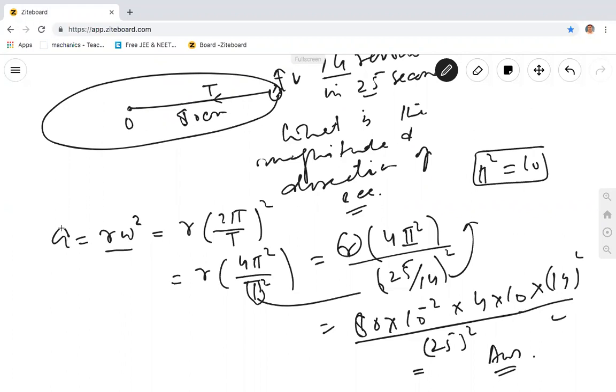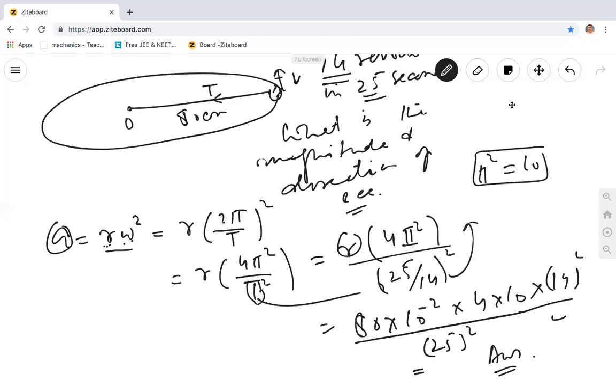Let me repeat. Acceleration is r omega square. R is given to be 80 and omega is 2 pi by T, as you know the formula, and square of it is 4 pi square by T square. It is r into 4 pi square, with 25 by 14 because it makes 14 revolutions in 25 seconds. You need to find the time period for one revolution, that is 25 by 14, square of it, and then you get the answer.